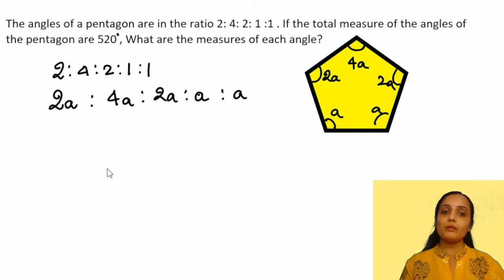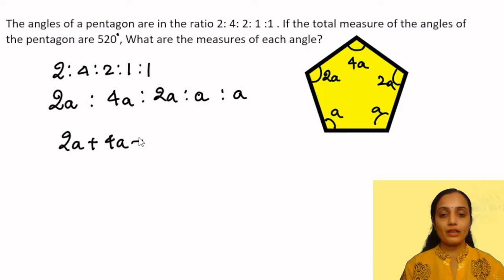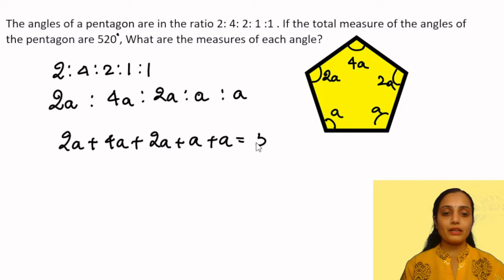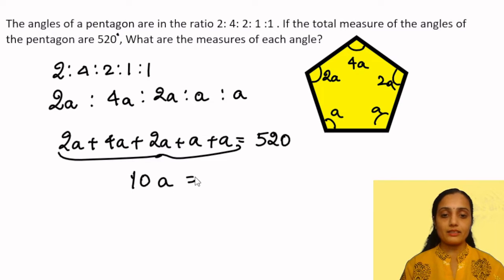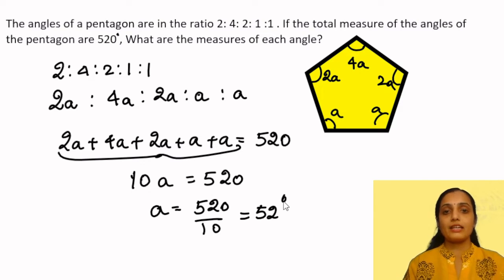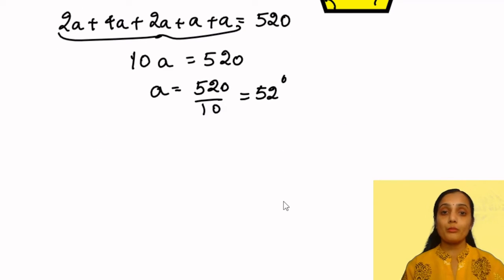Now it says the total measure of the angles. That means when I add all the angles, I will get 520 degrees. So 2a plus 4a plus 2a plus a plus a. Adding all these like terms, we get 10a is equal to 520. Dividing by 10 on both the sides, we get a is equal to 520 by 10, that gives us 52 degrees. Now that is the variable. We've got the common factor 52.